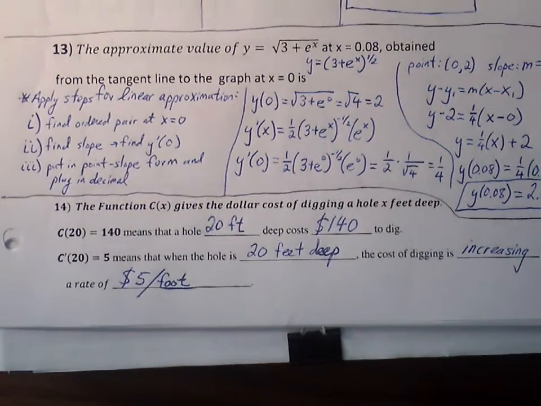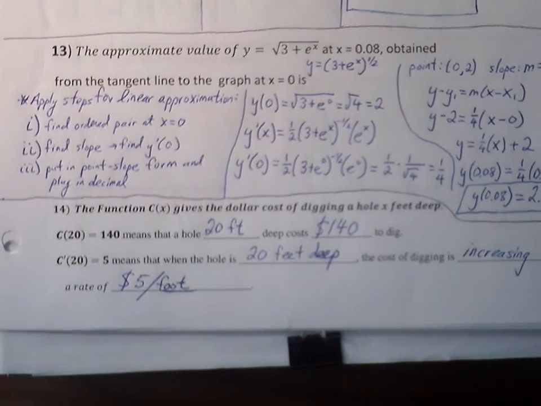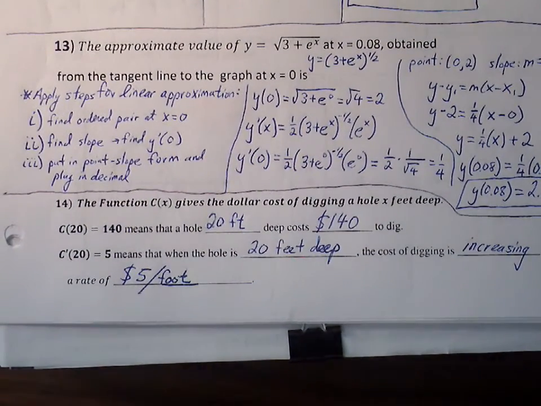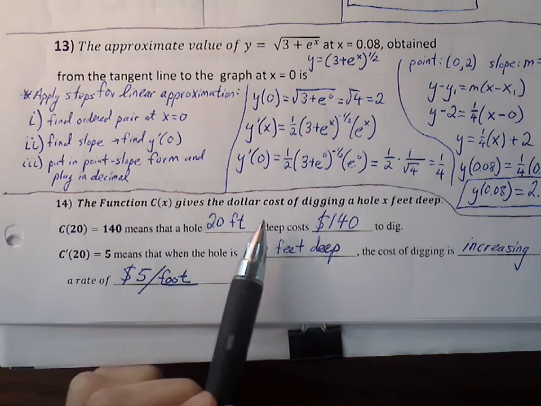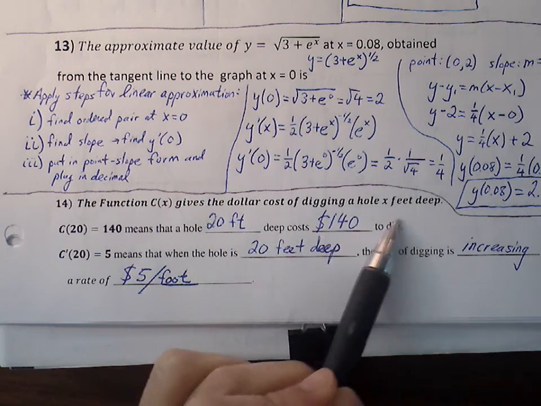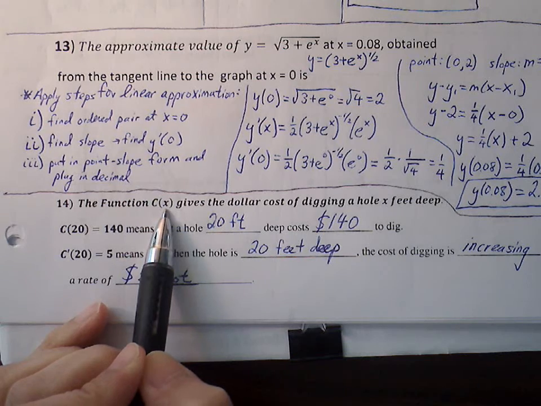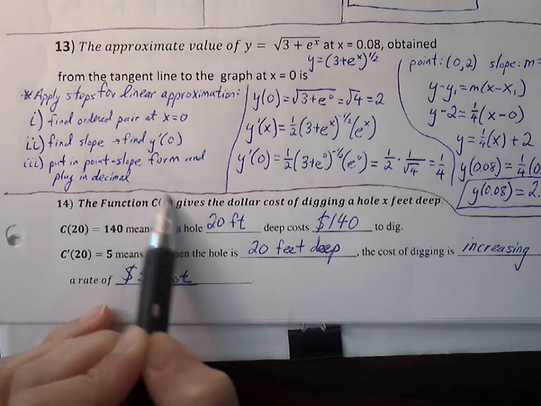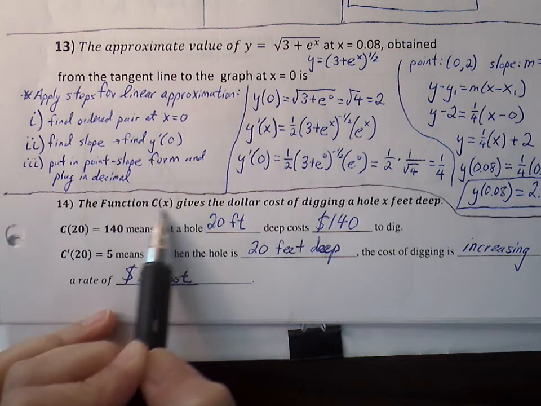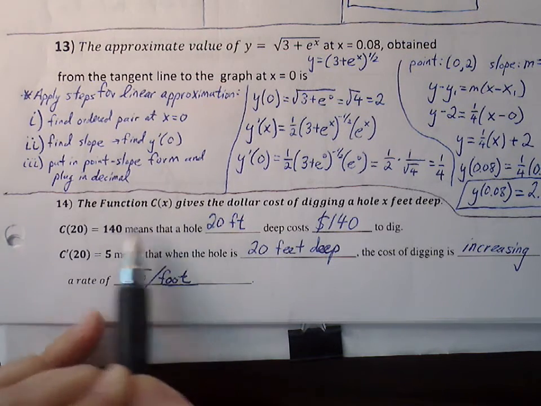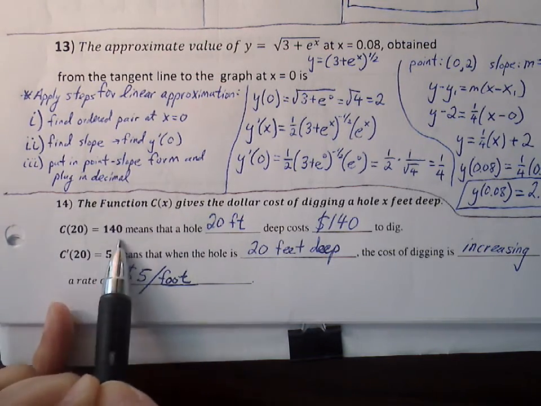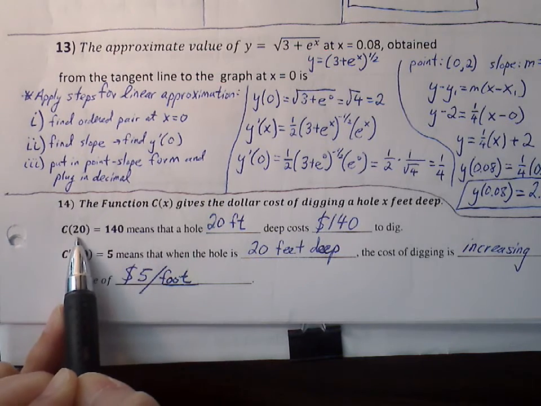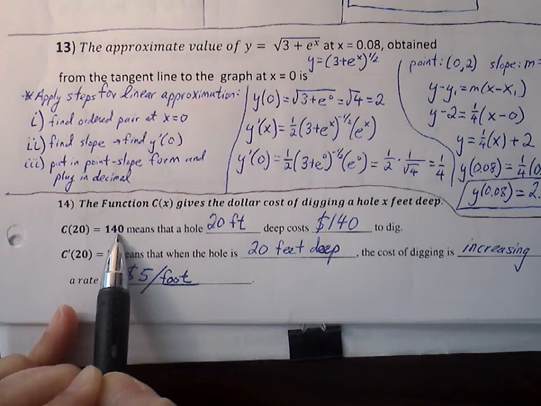Okay, number 14. We have a function c of x that gives the dollar cost of digging a hole x feet deep. So this x represents how deep that hole is, and whatever c of x gives us represents the dollar cost. So c of 20 equals 140. That means a hole that is 20 feet deep is going to cost $140 to dig.